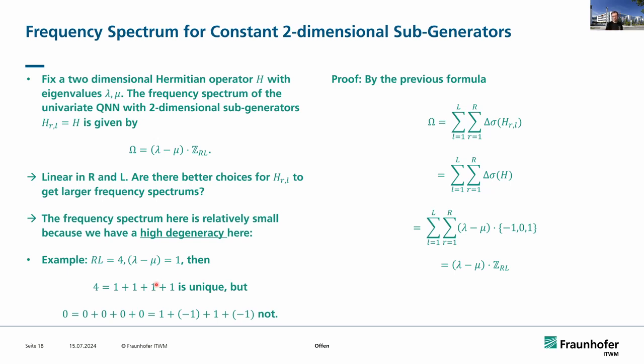But that's not true for other numbers. For example, I can write the 0 as 0 plus 0 plus 0 plus 0, or 1 plus minus 1 plus 1 plus minus 1, and so on. So you have a lot of combinations of how to write the 0. And that is called degeneracy. You have multiple combinations to get the same number. And you remember that is the frequency spectrum. And if you want to make the frequency spectrum large, you want to have fewer duplicates.